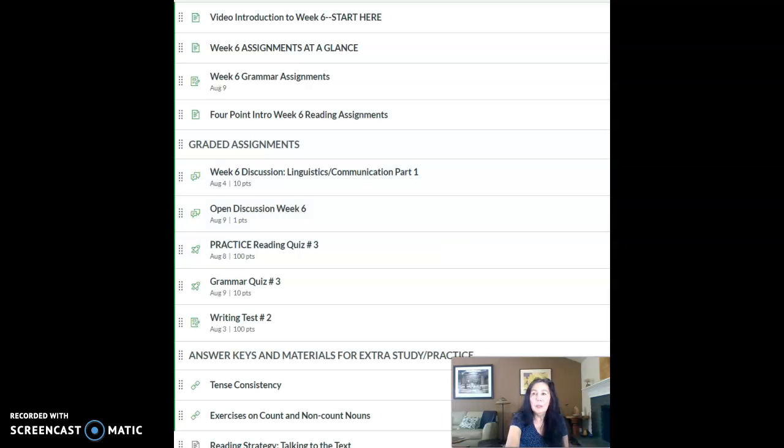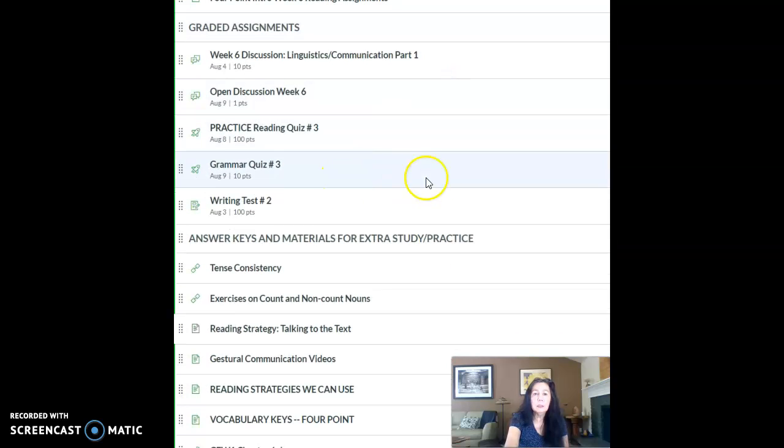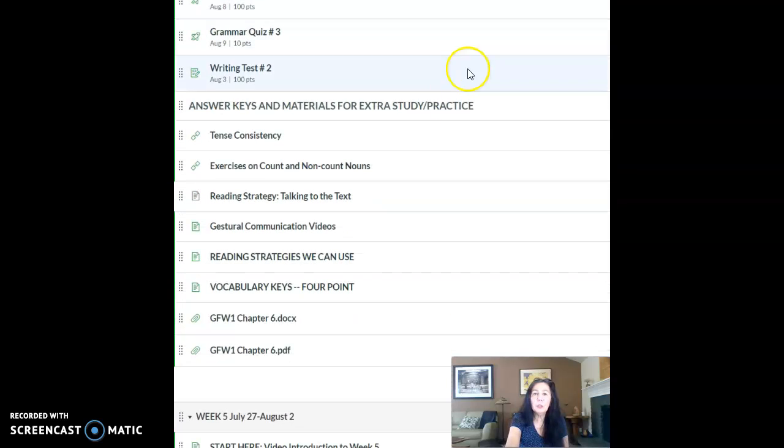Okay, I've put some extra exercises in here on tense consistency. I know I've got these ones, and basically the videos from last week about gestural communication are repeated because they might help you paraphrase the different gestures when you write your summary. Okay, and here's the answer keys.